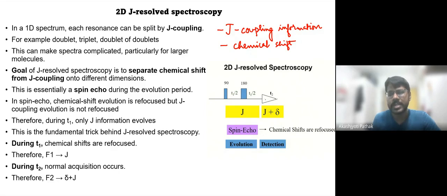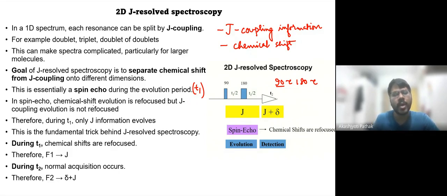This is how the pulse sequence looks for 2D J-resolved spectroscopy. If you look at this pulse sequence carefully, you will find that it has the same sequence as a spin echo pulse sequence: 90, tau, 180, tau. So this is essentially a spin echo during the evolution period. The evolution period is your T1 time period, so your evolution period has the spin echo sequence.